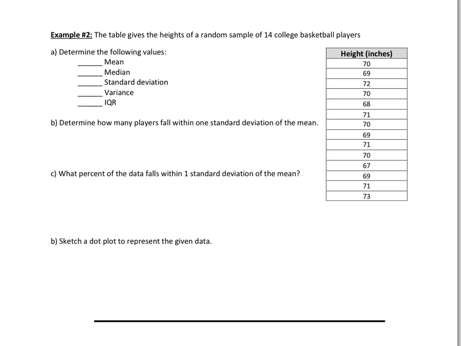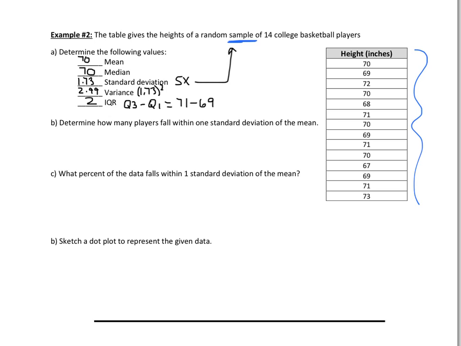Okay, in example number 2, we have a table that gives us the heights of a random sample, underlined sample, of 14 college basketball players. So these are their heights. So let's take a minute, put this in the calculator the way that we did yesterday in class, and find these values for me, and then hit resume when you've finished. Round all values to the nearest hundredth. Okay, here are your answers.